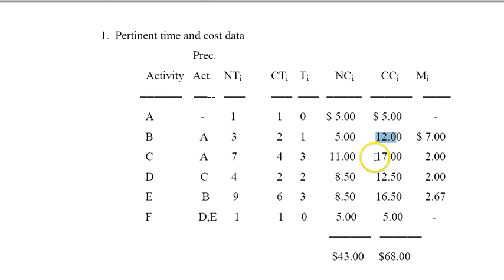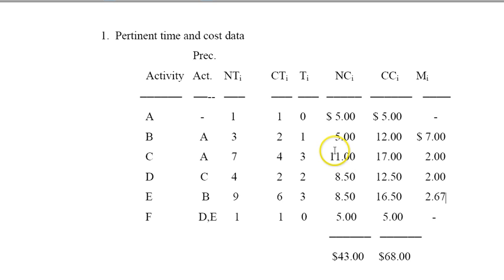And activity C, if I crash it completely by 3 days, it's going to cost me $17, which means 17 minus 11 over 3 is $2 per day reduction. And the same thing here. This is $12.50 if I reduce it from 4 to 2, which means it's $2 per day. Again, this minus this over this. And the crash cost here is $16.50 minus the normal cost over 3 gives me $2.67, and the last one cannot be crashed.